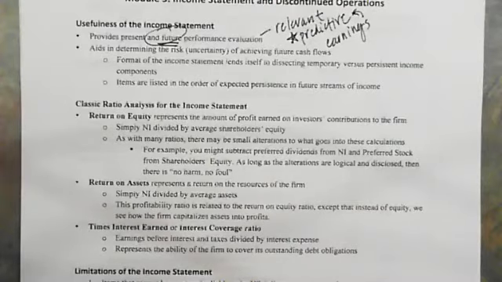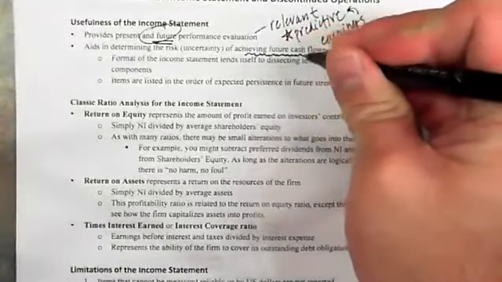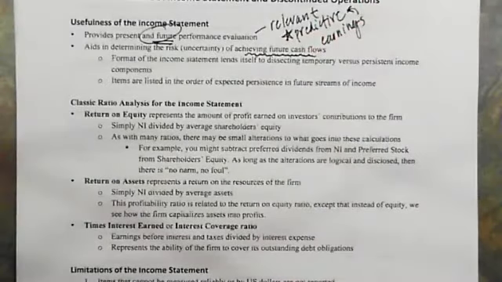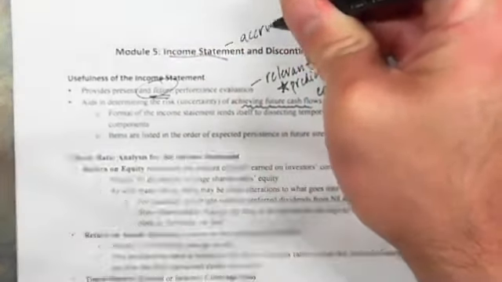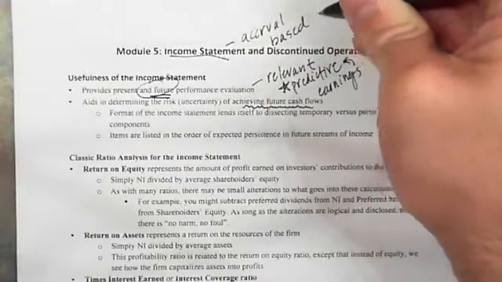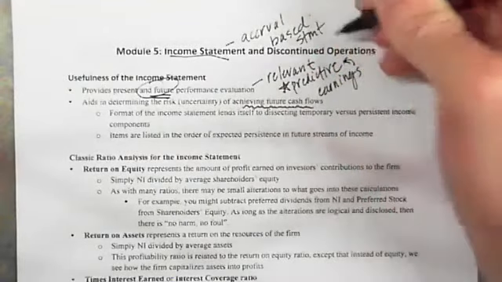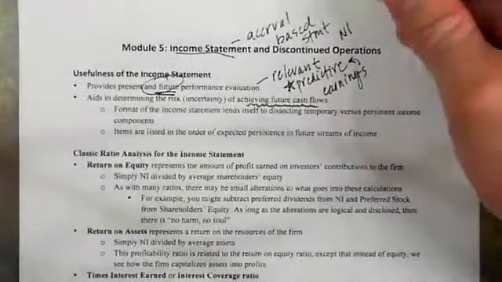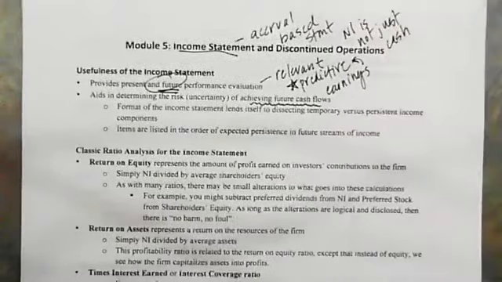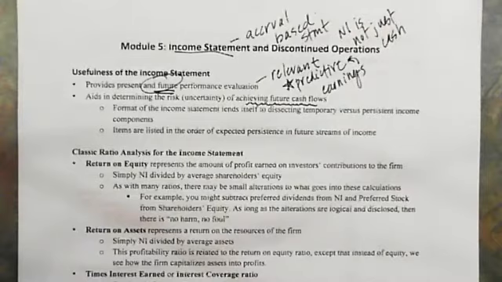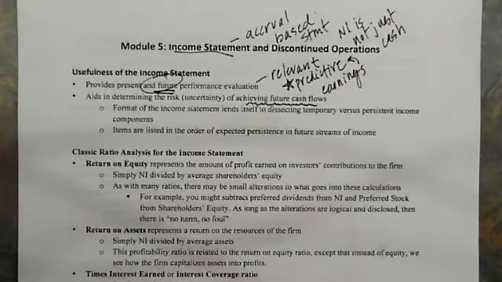The income statement also helps us determine the risk and uncertainty of achieving future cash flows. Now, that might seem a little bit interesting, given that the income statement is, in actuality, an accrual-based statement, right? Why is it an accrual-based statement? Because net income isn't just cash. Remember, net income encompasses all of those adjusting entries that we make, all of those deferrals, all of those accruals, and so it is in fact an accrual-based statement. Yet an accrual-based statement still helps us determine future cash flows.